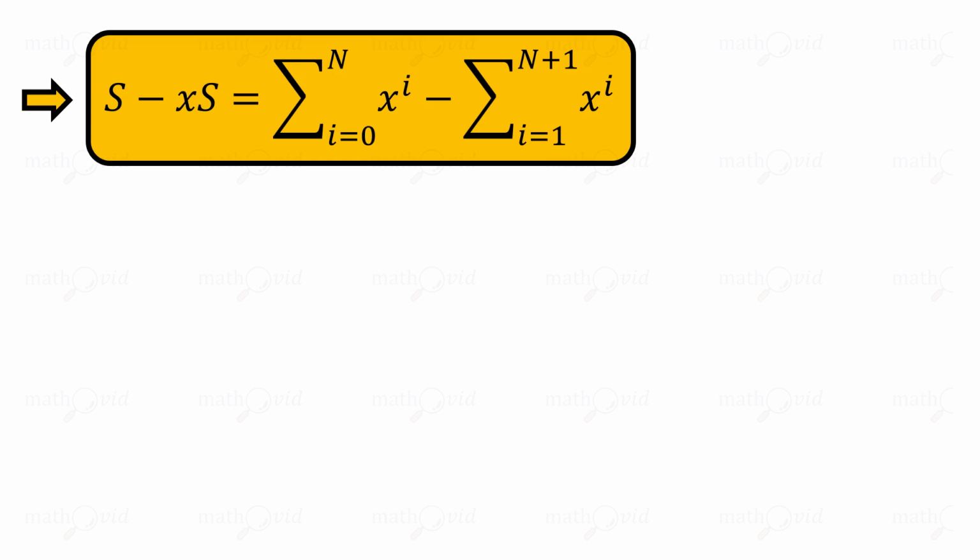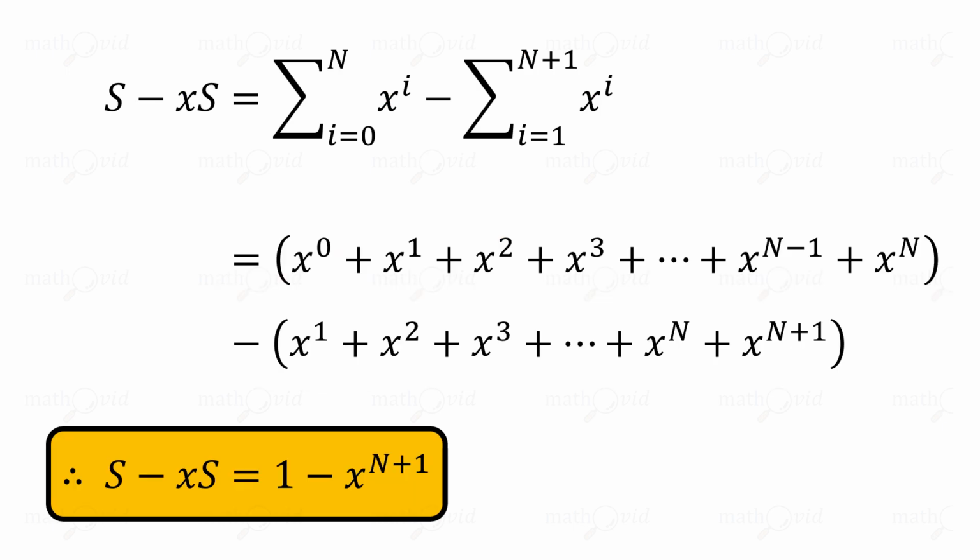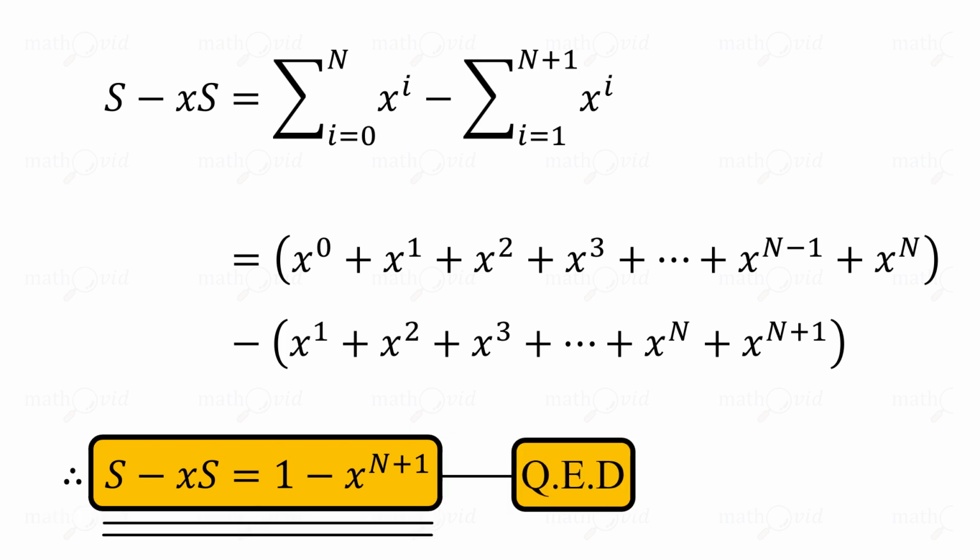Now moving on to our second question, we can prove this by investigating S minus x times S, since we have already formulated what x times S should be. So if we rewrite both series in their expanded forms, we find that all terms with the exception of x raised to 0 and x raised to n plus 1 get cancelled off. And we know that x raised to 0 is 1. So we have 1 minus x raised to n plus 1. And the second question is proven.